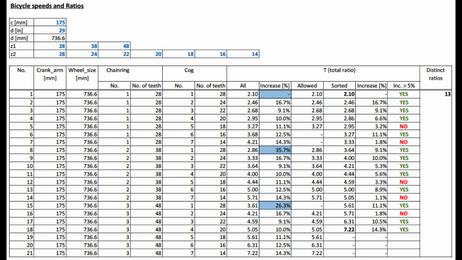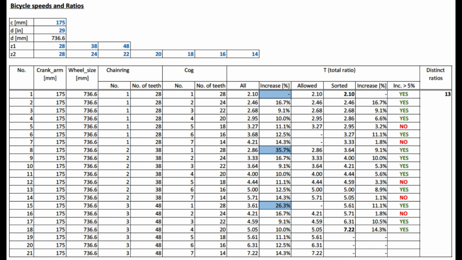The ratio varies between 2.10 lowest and 7.22 highest, as shown in the all column. In the adjacent increase column, the percentage increase when going from one cog to the next one is shown. For the first cog, however, the increase when going from one chainring to the next one is shown.